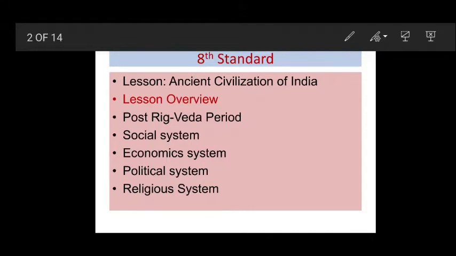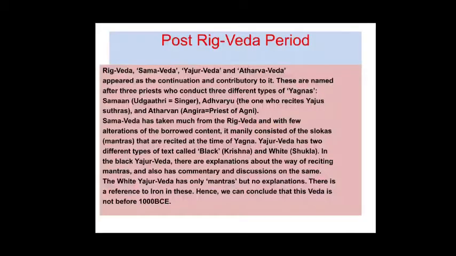So, the post-Rigvedic period. Children, after the Rigveda, you already know how many Vedas there are? Four Vedas: Rigveda, Samaveda, Yajurveda and Atharvana Veda. After the Rigveda, the Samaveda, Atharvana Veda and Yajurveda appeared as a continuation and contribution to it. These are named after the priests who conduct three different types of yagnas.